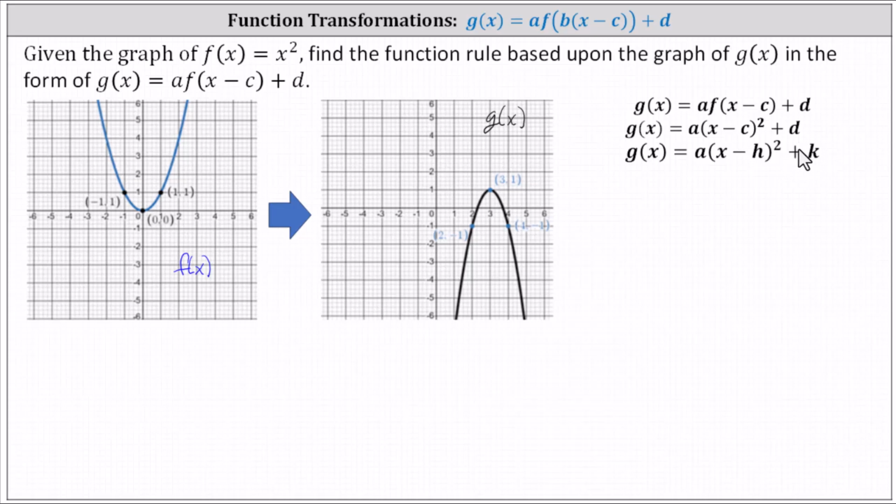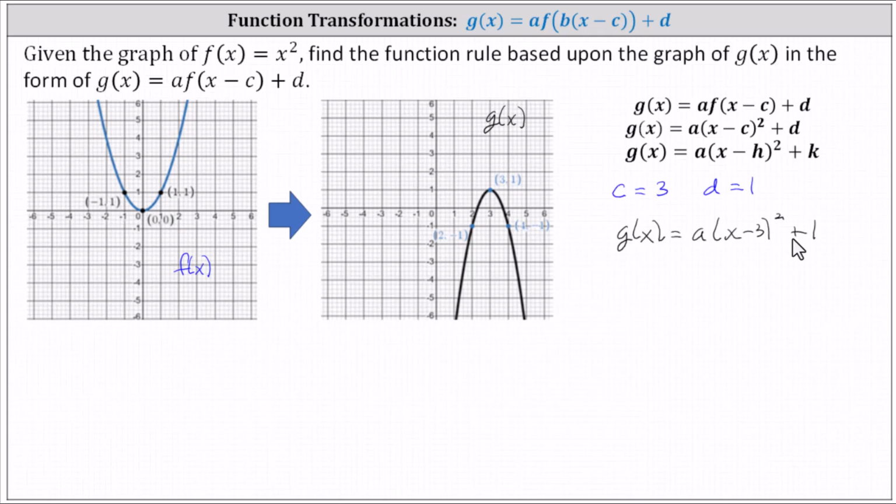If we take a look at the graph of f of x and the graph of g of x and track the vertex, for f of x, the vertex is the point 0, comma 0. For g of x, the vertex is 3, comma 1. Notice the vertex has been shifted right 3 units and up 1 unit, which indicates c equals 3 and d equals 1. This indicates g of x must be in the form of g of x equals a times the square of x minus 3 plus 1. Again, we can see from the vertex form of a parabola, 3, comma 1 is the vertex.